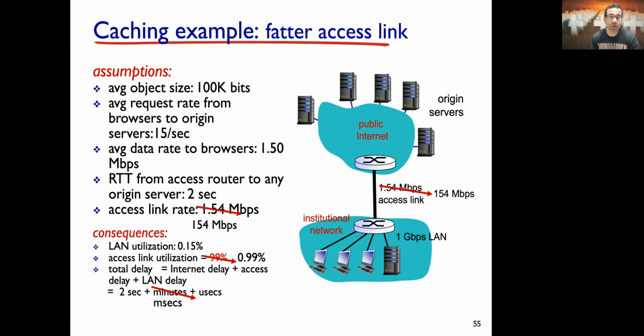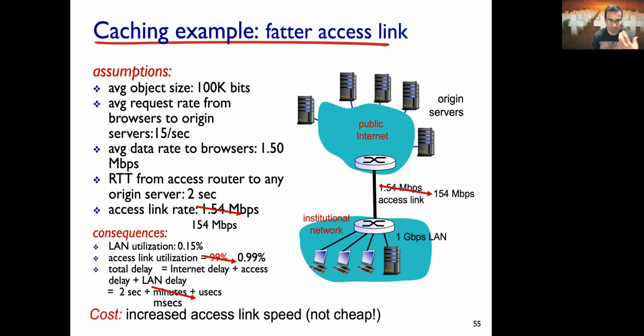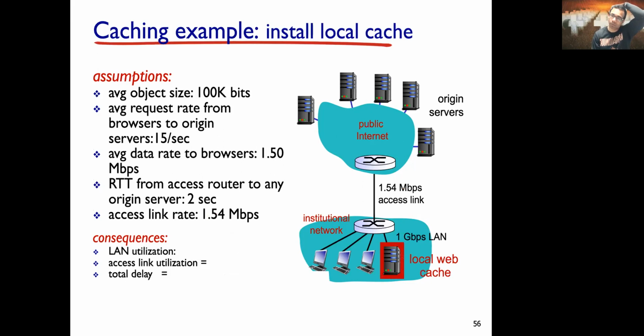But what has the cost incurred? Well, the cost incurred is that this institution now has to pay a lot more money because they have now subscribed to a link which has 100 times the data rate that it was previously subscribed to, right? So sure, we have fixed the problem, but we have increased our costs, right? And this is a recurring cost. You're paying this on a monthly basis, right? So can we avoid this cost and still be able to solve the problem, right?